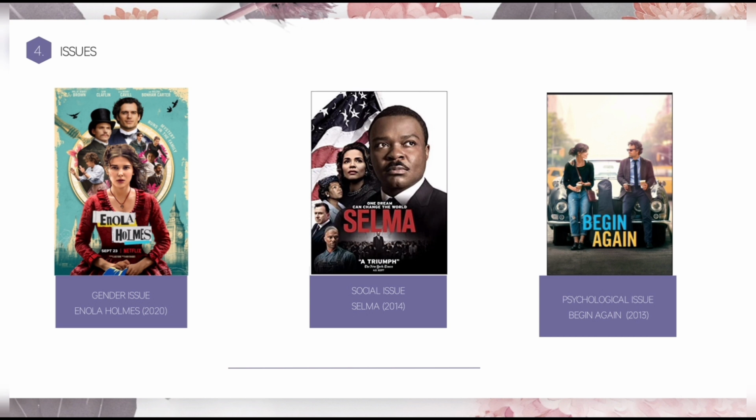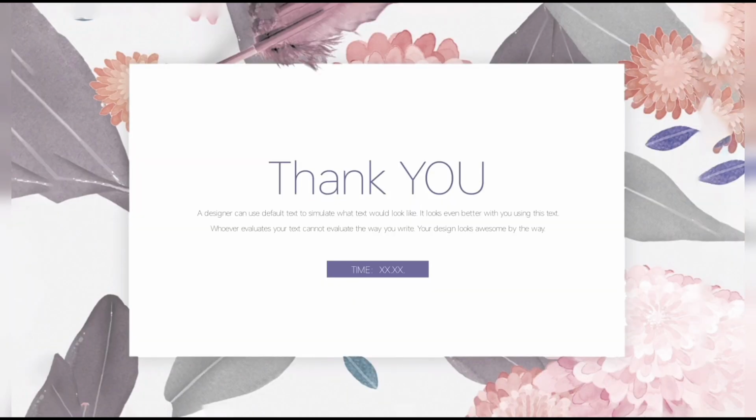Here are the literary works that I picked from movies that contain issues. The first one is Enola Holmes. The character of Enola Holmes faced gender inequality issues. And then the second is Selma. It is a historical drama film about black people in the United States that contains racial issues. And then the last is Begin Again, a movie that contains identity crisis of characters such as Greta and Dave. And that's enough for me, and thank you.